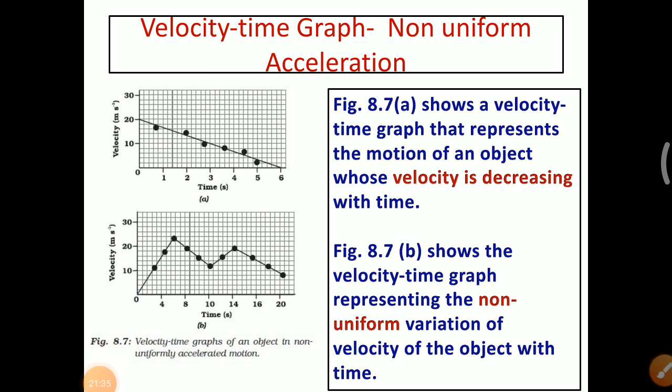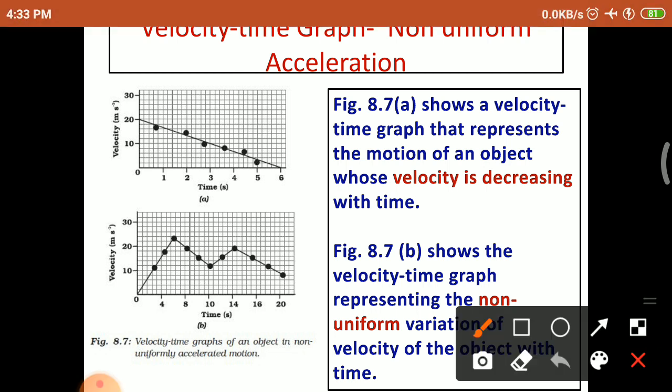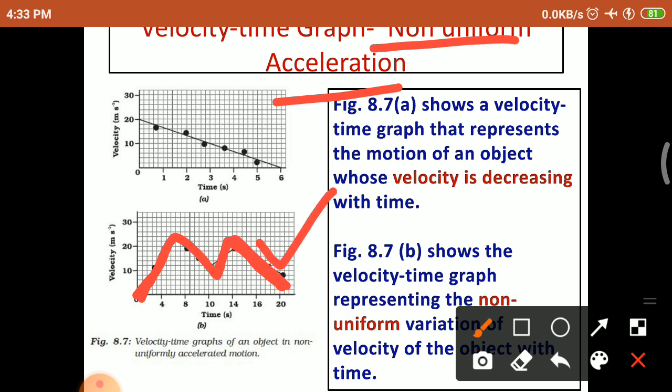The next one, velocity time graph for non-uniform acceleration. So see, this is a non-uniform acceleration because here the graph slope is a zigzag line. When the graph is a zigzag, then we can say that the motion is non-uniform.